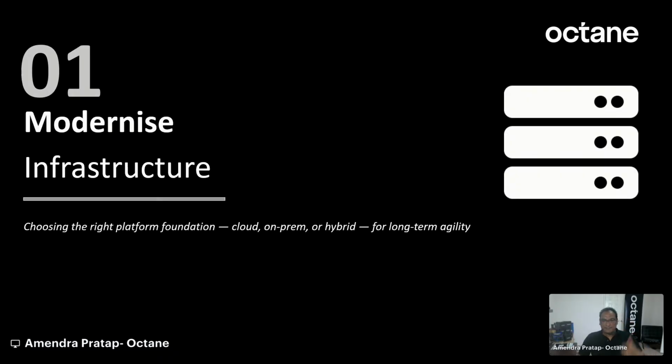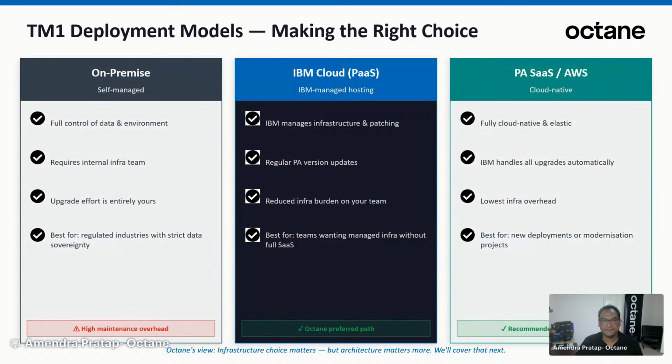Of the three things that we think you need to look at, the first one is infrastructure, figuring out are you on the right setup. Today you have three options available to you. You could be on prem, or you could be on the IBM cloud, or you could be on the SaaS model. It's available in Australia on AWS. In other markets, it's AWS and or Azure as well. So depending on where you are in the world, you will have access to either or both of them.